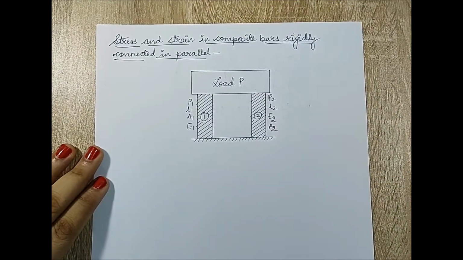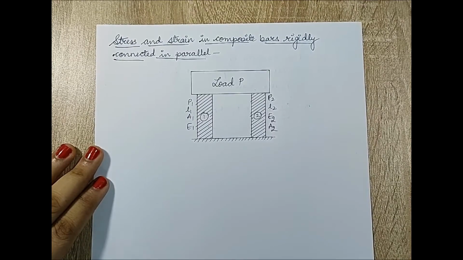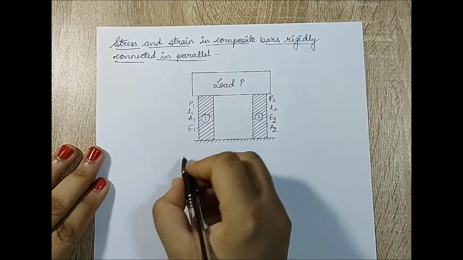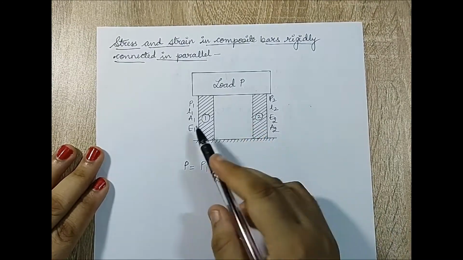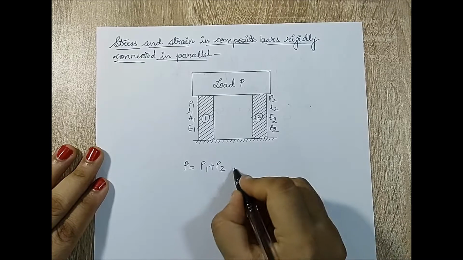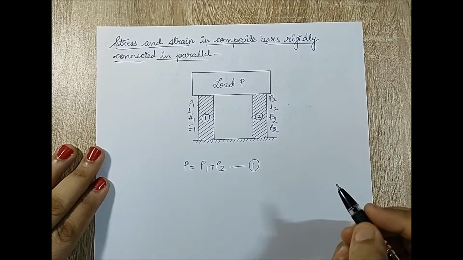When you have two bars which are rigidly connected and they are in parallel, it is said that this load P is actually shared by both the bars. So P is P1 plus P2. This is one equation which needs to be noted.